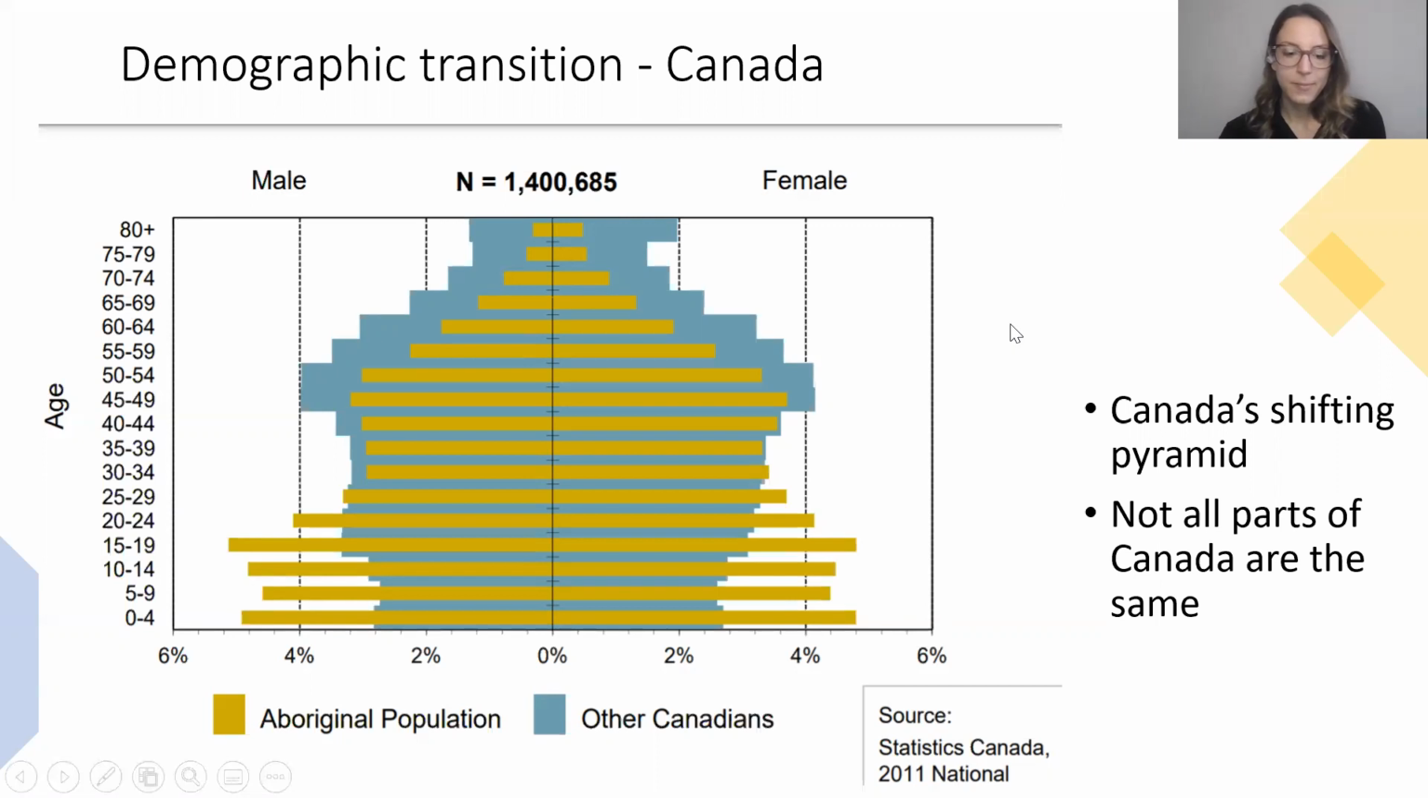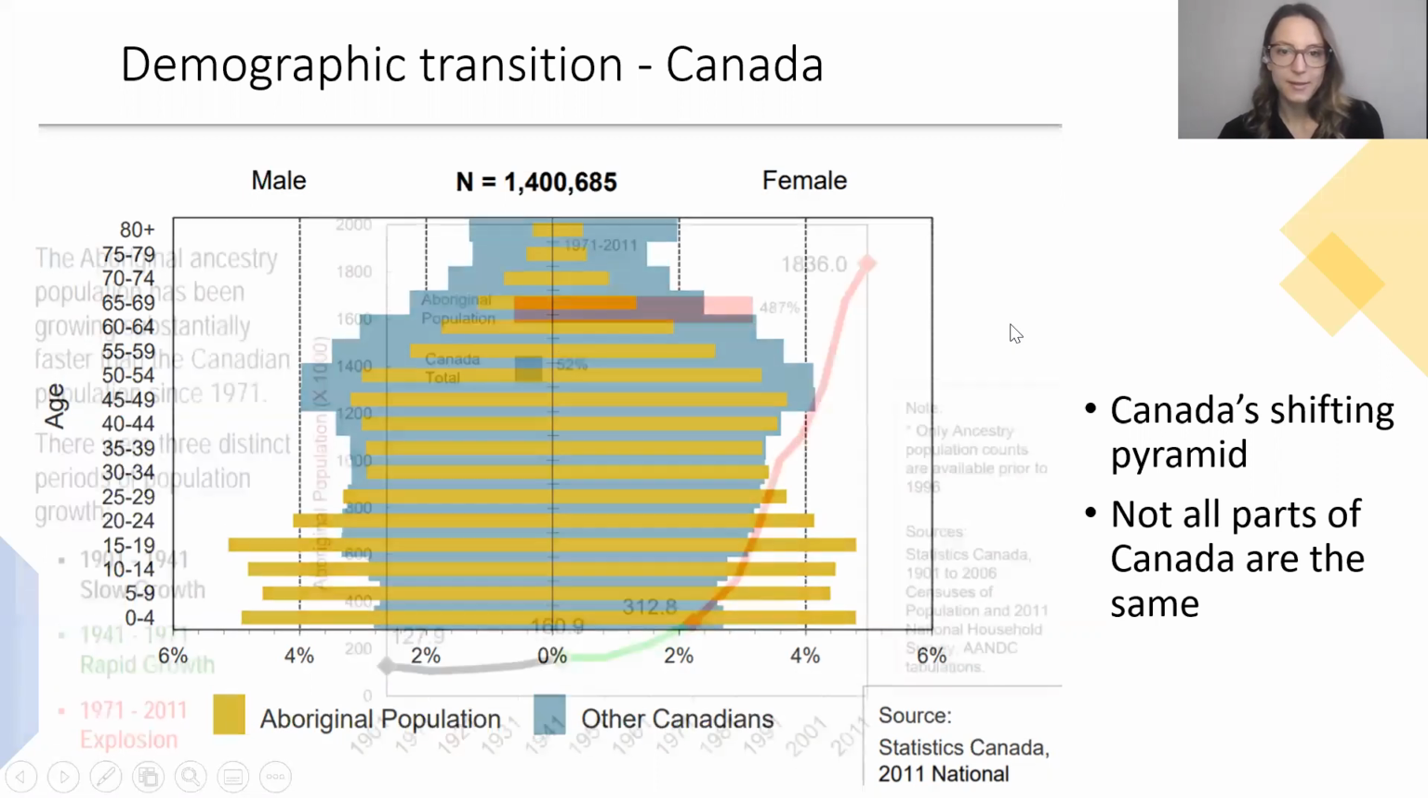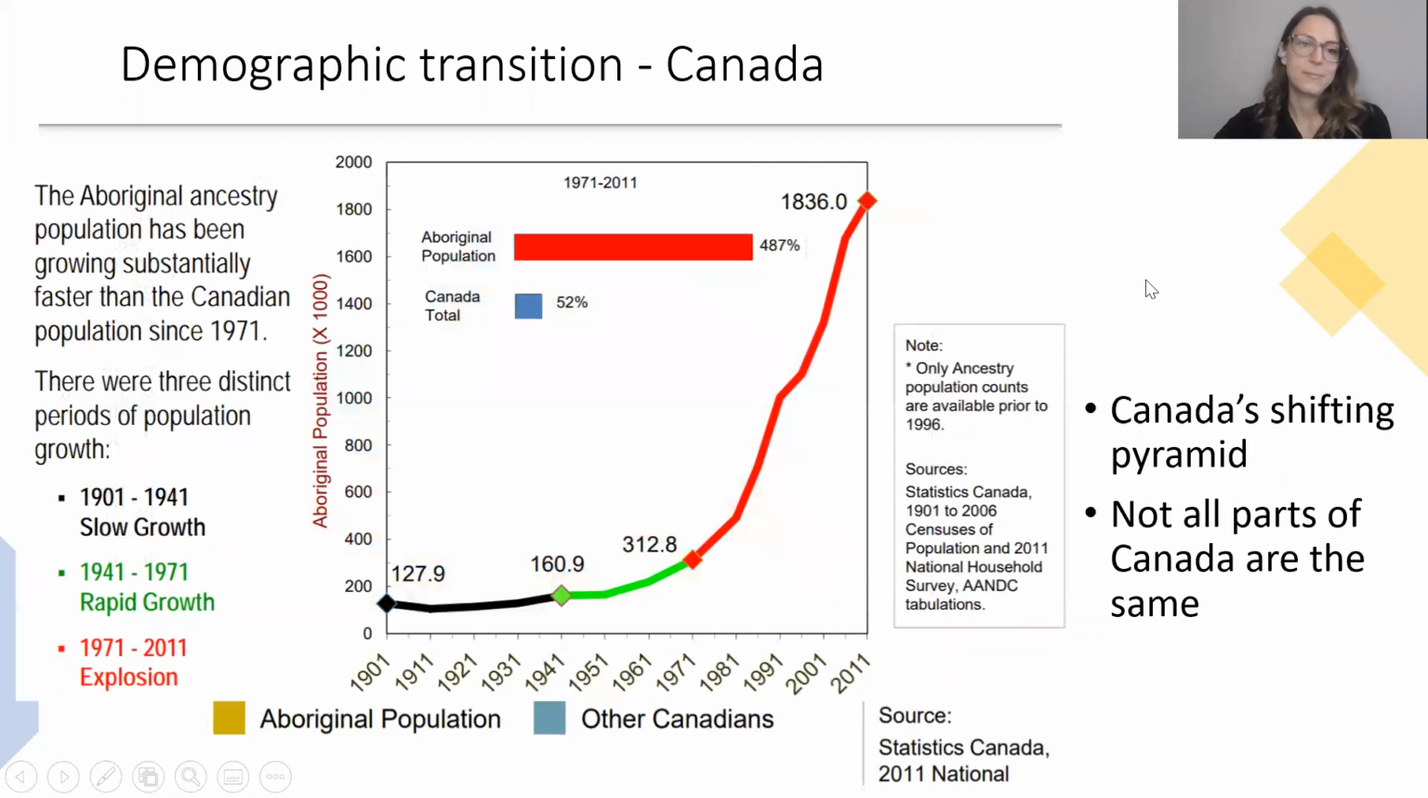Now, what kind of impacts does that start to have? Well, as you can see, they're experiencing this sort of population explosion, the Aboriginal population in Canada. Compared to what was going on prior to the 1970s, where the growth rate was much, much slower, all of a sudden we're experiencing this population boom.